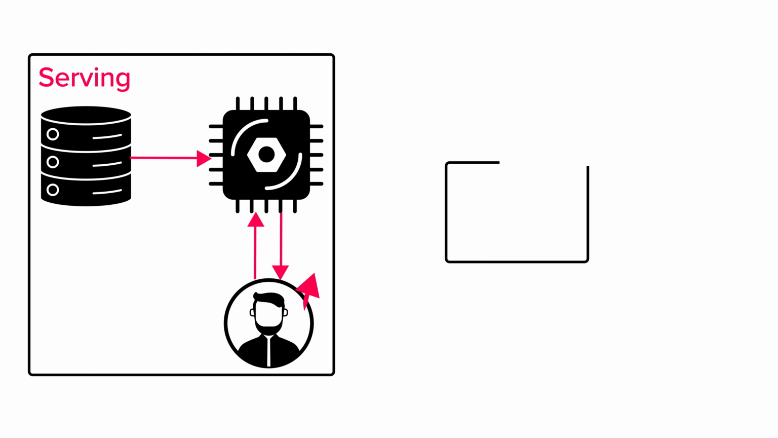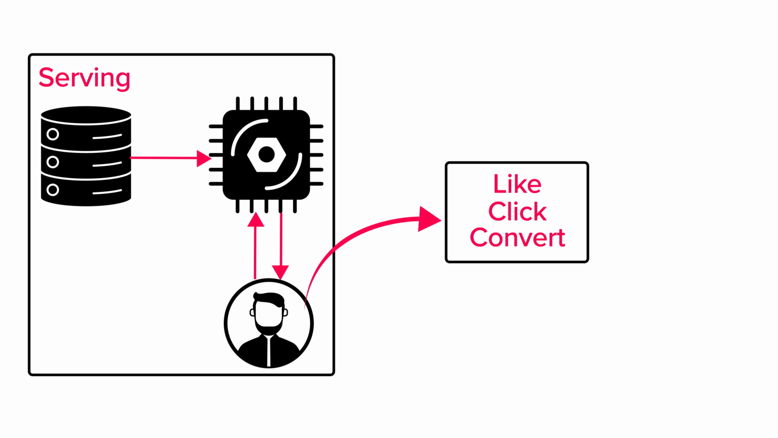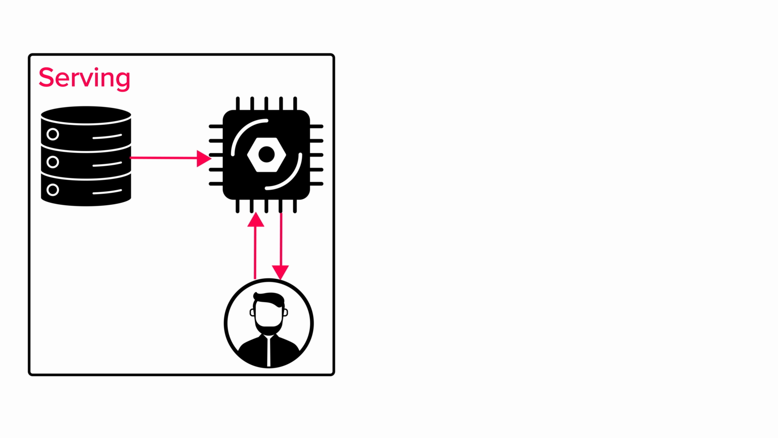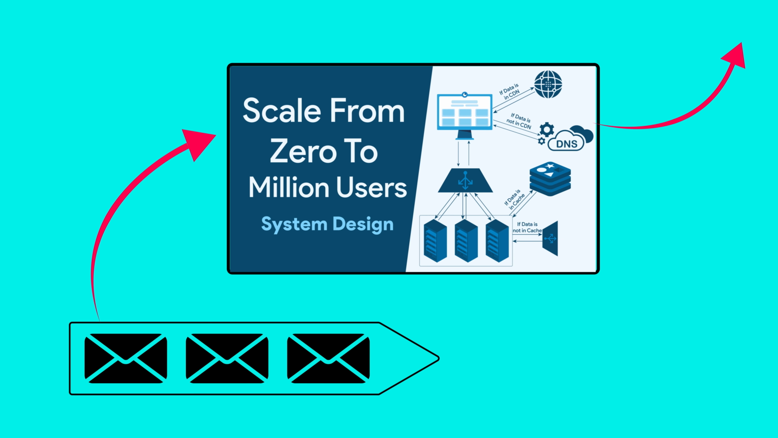For example, a user likes certain videos, clicks on certain types of ads, and buys certain types of items after looking at ads. The user application pushes this user's action data to the Kafka message queue. If you want to know more about message queues and other system design components, then I would highly recommend you to watch this video on our channel.